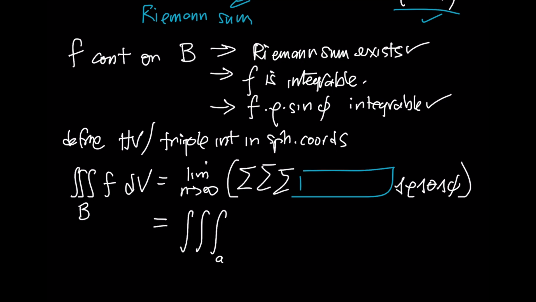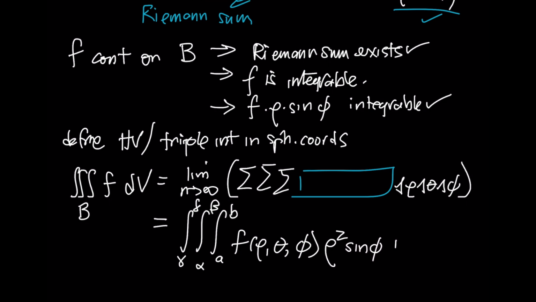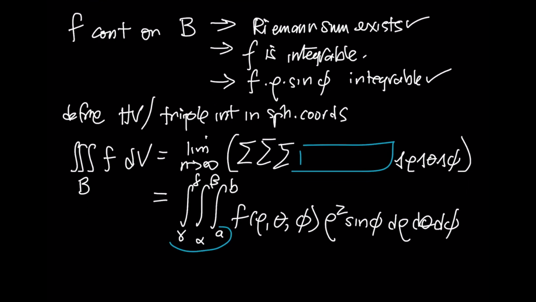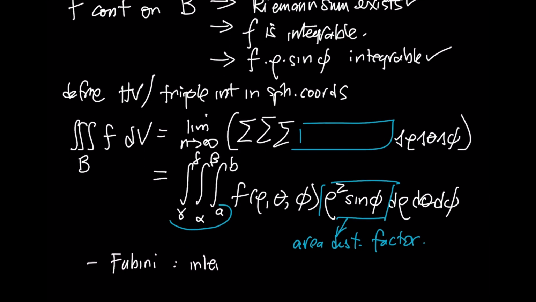As before, this is going to boil down to an integral a to b, α to β, γ to δ, f of ρ, θ, and φ, ρ squared sine φ, dρ dθ dφ. We will have a new description, and this, most importantly, is our area distortion factor. Now, as always, by Fubini's theorem, we can interchange the order because all of these terms are continuous.